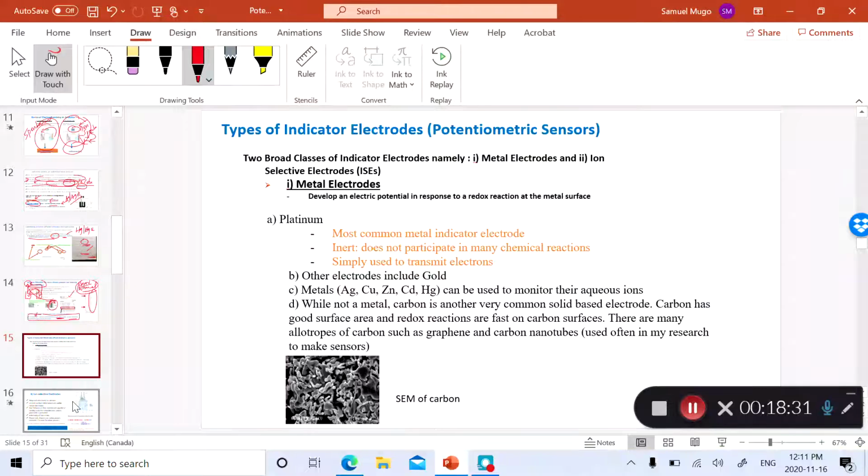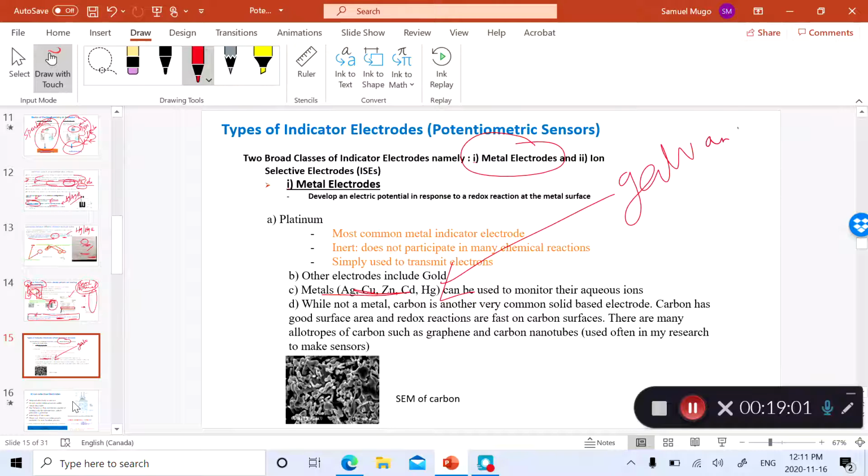So there are different types of indicator electrodes that you can fashion into a potentiometric sensor. You can use the metal electrodes. They're the most common. Things like platinum, gold, cadmium, mercury, all these metals are sometimes used as indicator electrodes. That is very common when you're doing classical potentiometry using the galvanic cell. Remember that, using the galvanic cell.